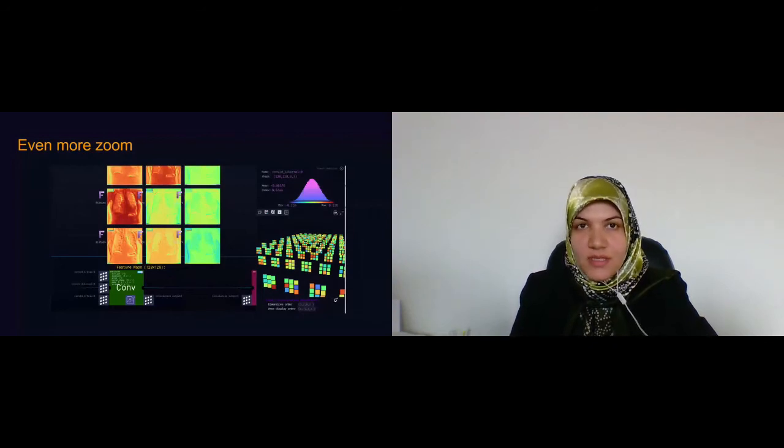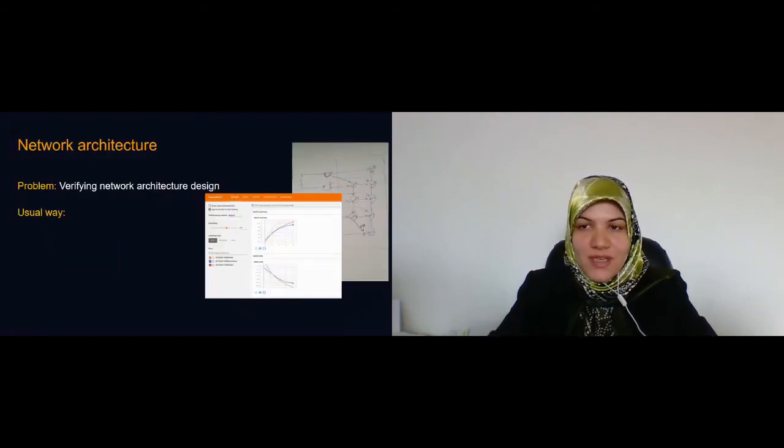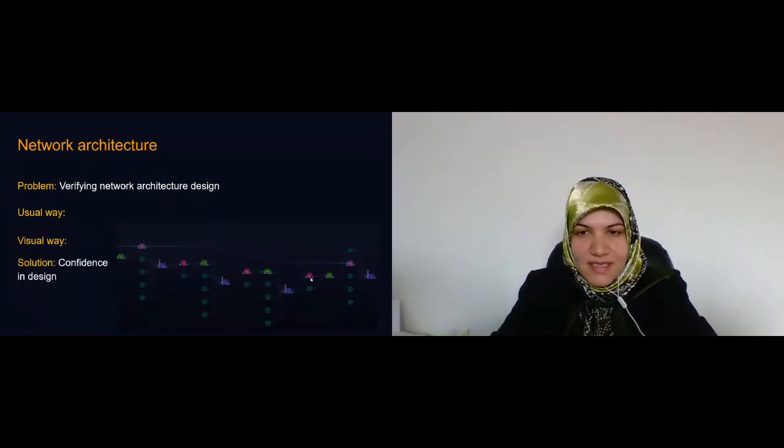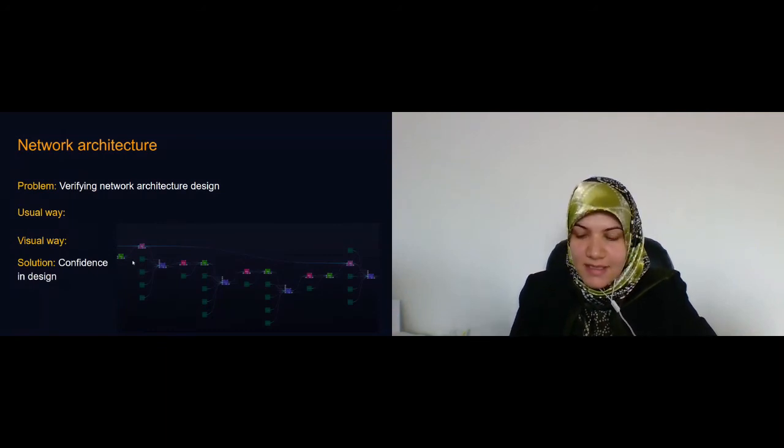So it can be used in verifying the network architecture when we're designing a network. Usually what we do is use a piece of paper and draw the network, or we can use TensorBoard in different frameworks. But with Zetane, we can easily see all the networks and have confidence in designing a network.